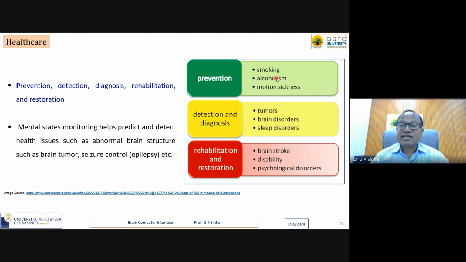Second is detection and diagnosis of tumors, disorders, sleep disorder, sleep quality. Is there any sleep disorder? Or lastly, rehabilitation. Let me spend 2 minutes on sleep disorder. I have visited a laboratory called a sleep lab in one of the research labs in India. I have included the pictures of that lab in the next slide or next lecture.